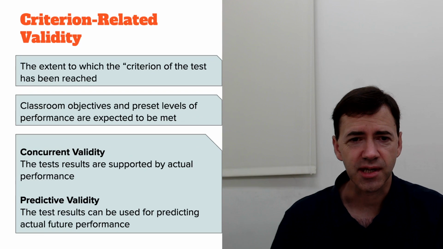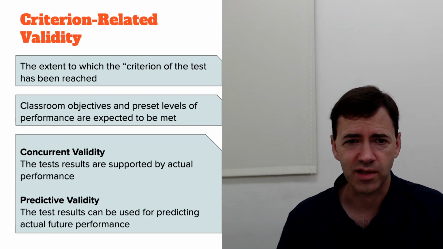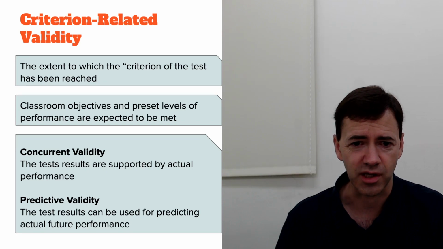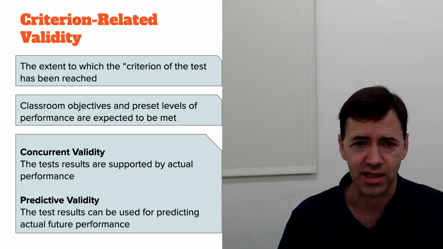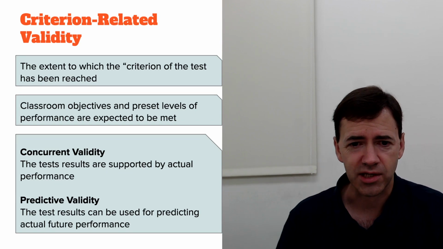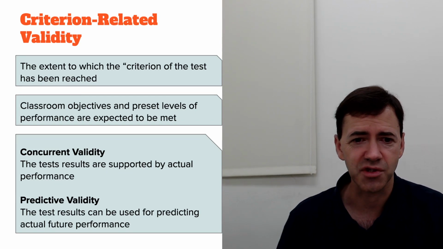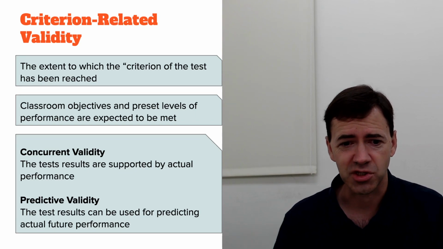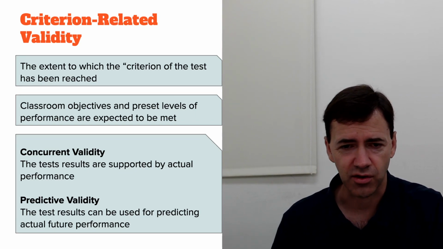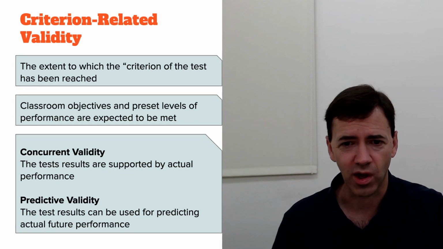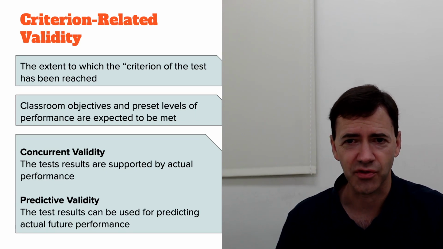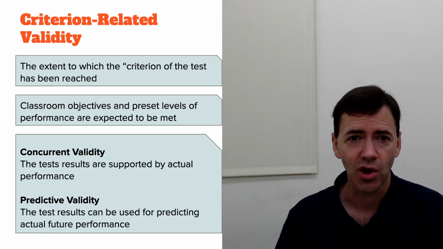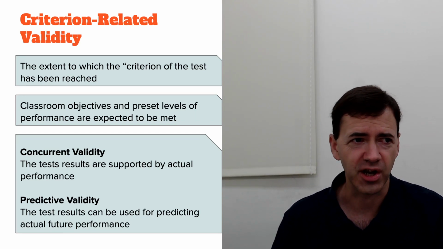Okay, the second kind is called criterion-related validity. This is the extent to which the criterion of the test has been reached. And we talked about criterion in the last video. So classroom objectives and preset levels of performance are expected to be met. Okay, so as I mentioned before, you set your criterion at the very beginning and what level students are supposed to get. So they need at least a 60% in this class to pass, or whatever the number is to get into some course.